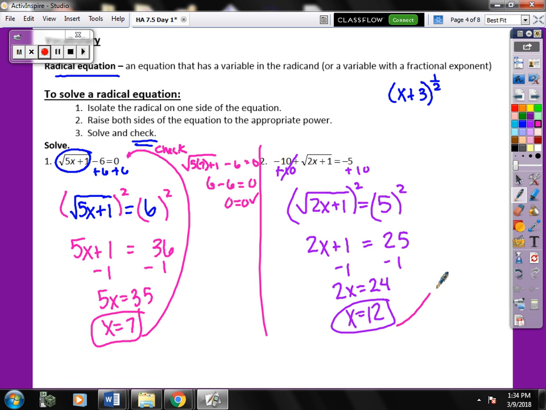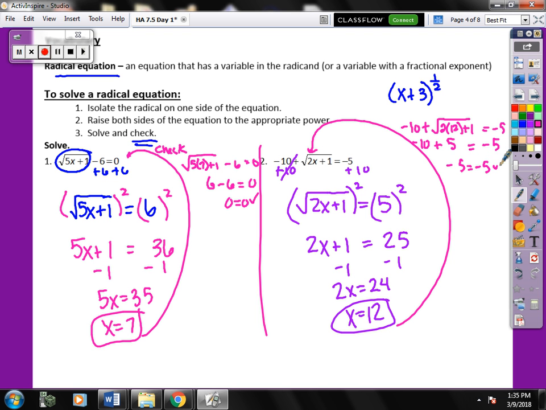When you check it, you do again want to check it back in the original, not the one that we moved stuff around in. You'll see why on the back. We should have negative 10 plus the square root of 2 times 12 plus 1. Does that equal negative 5? And this will be 24 plus 1, which is 25. The square root of 25 is 5. And we will get that negative 5 is equal to negative 5.